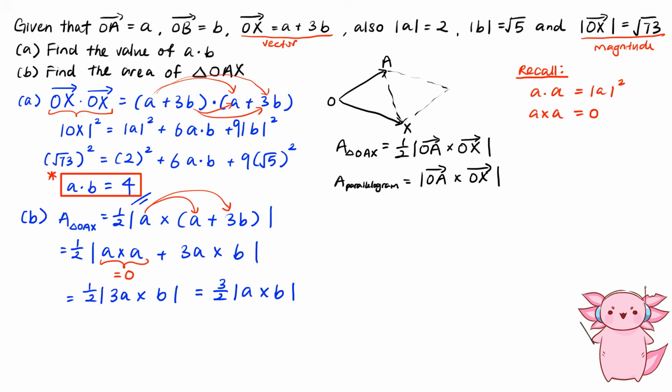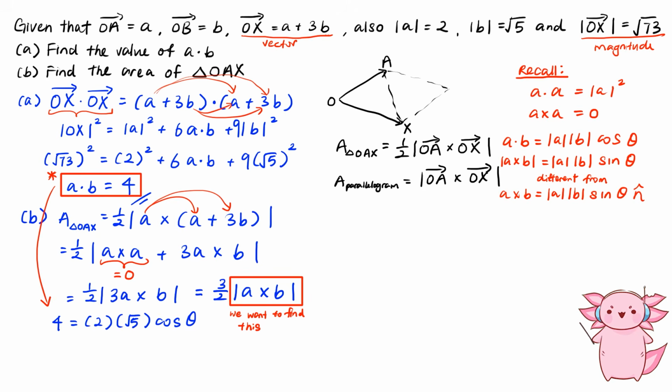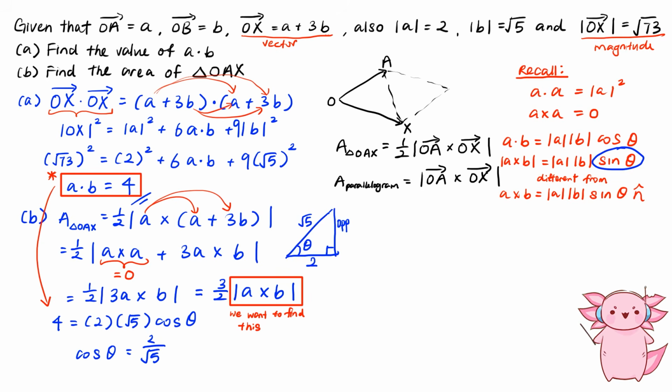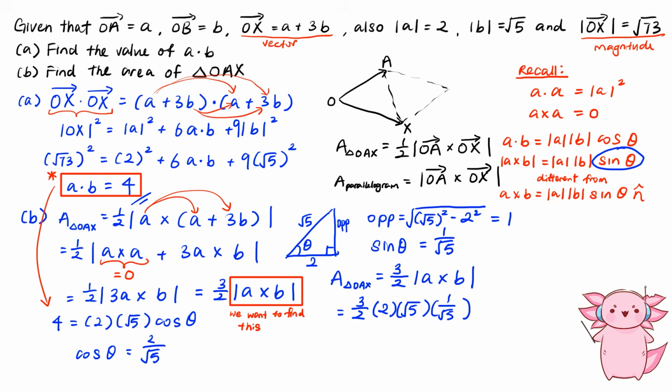Because we know that A dot B is equal to 4, and by the definition of A dot B, we can connect it to the magnitude of A cross B, where we don't have to multiply the normal vector n inside. So let's sub in the values to find cosine theta is equal to 2/√5, and since we want to find sine theta, we draw the right angled triangle and find the opposite using Pythagoras. Then we just sub in the value of sine theta is equal to 1/√5, and we can get the final answer of 3 units squared.